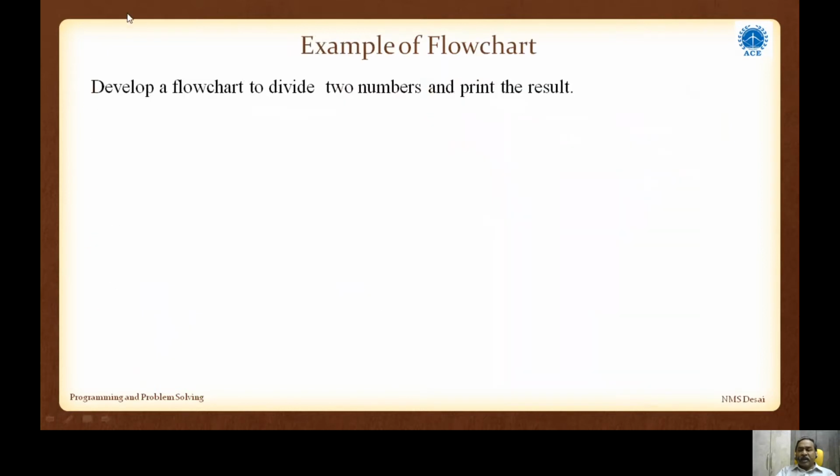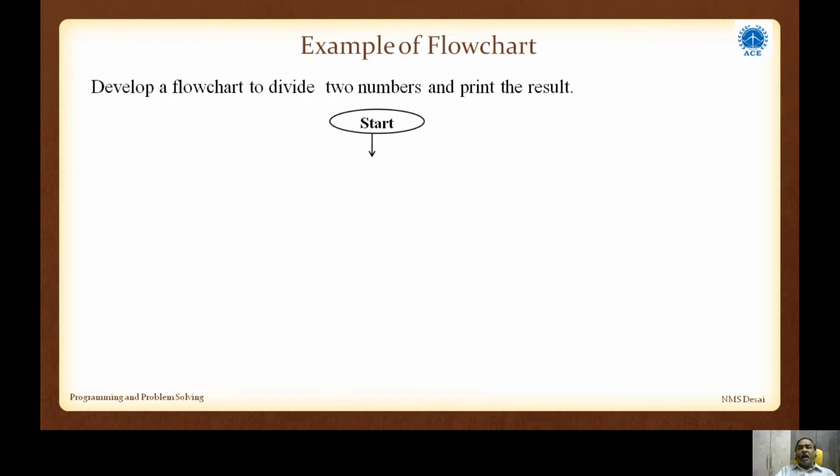Now again, we'll take an example of a flowchart here. Develop a flowchart to divide two numbers and print the result. So what is the first step here? It starts. The first step that I take is to start the program. Then an arrow should come which tells what to do next. Since it is division of two numbers, I need to take input.